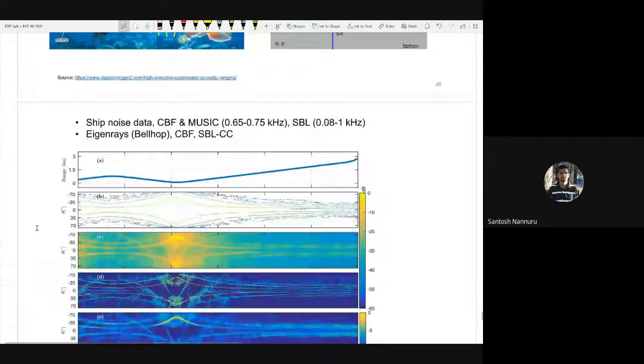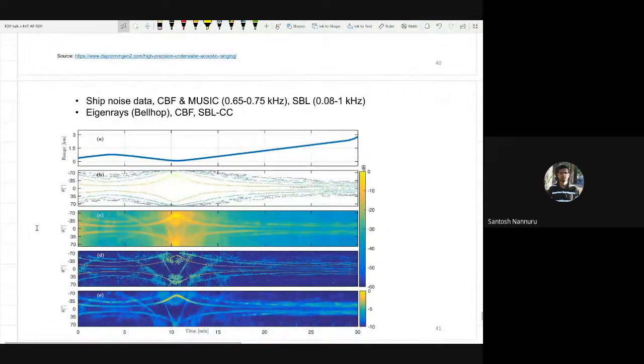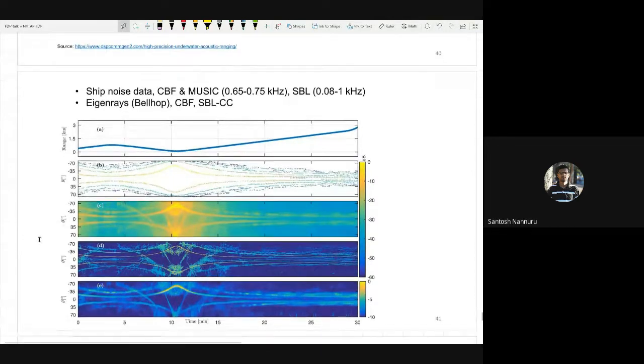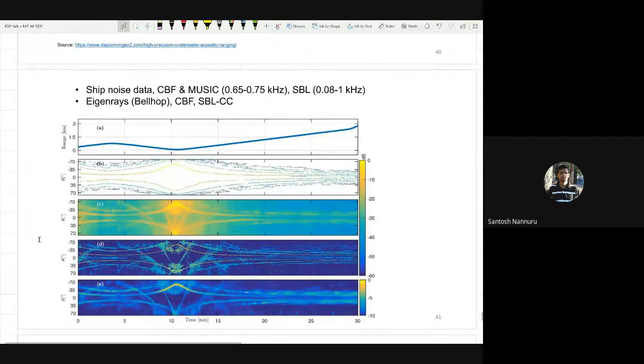It's not a stationary ship; it's moving. So as the source moves, the directions of arrival keep on changing, right? Because the reflections will happen at different angles. From where the source is, you record the signal, and the direction changes. So that is what we have tried to estimate here.